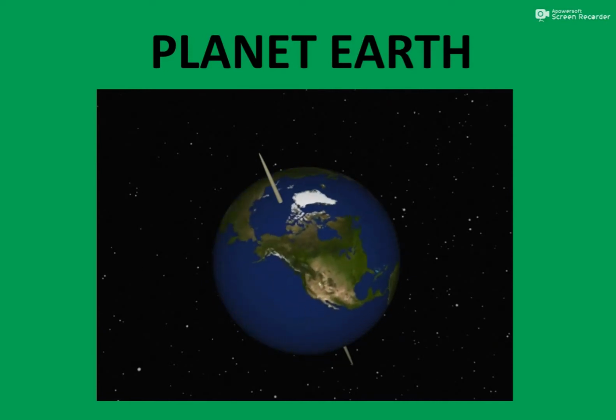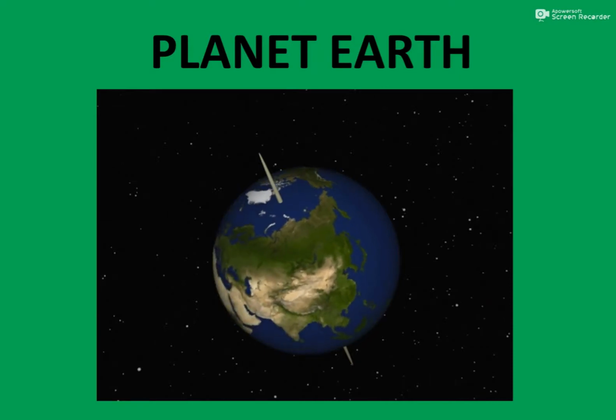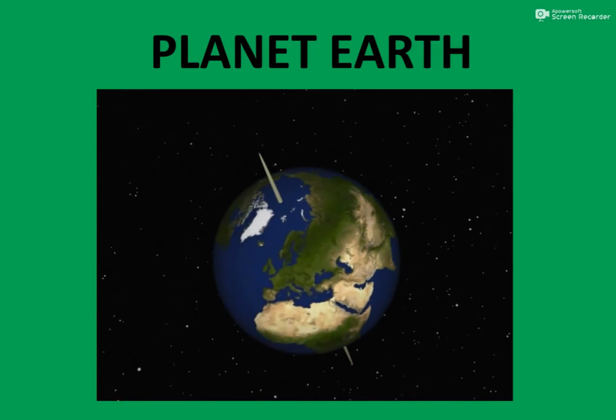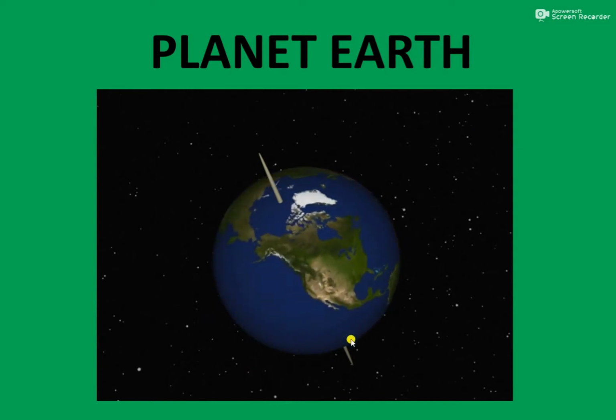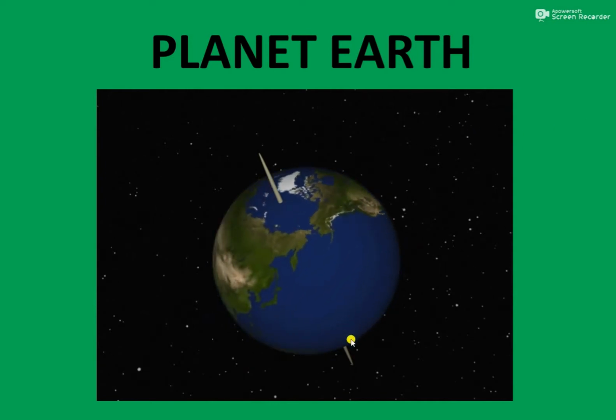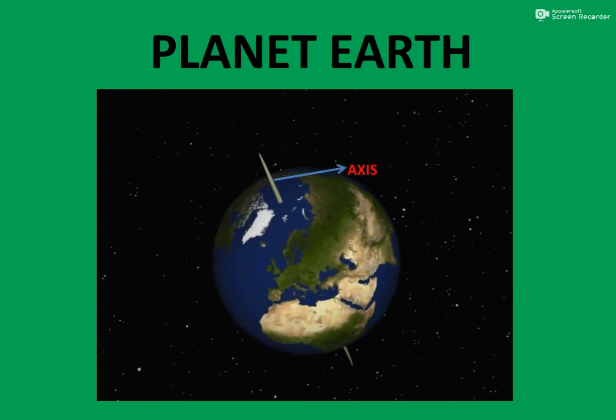So children, this is our planet Earth as you can see on your screen. And there are no lines drawn on planet Earth. Even this line is not an actual line. Can you see this line? Yes. This line is an imaginary line. Okay? And it is called the axis.